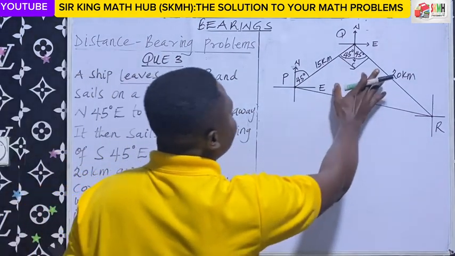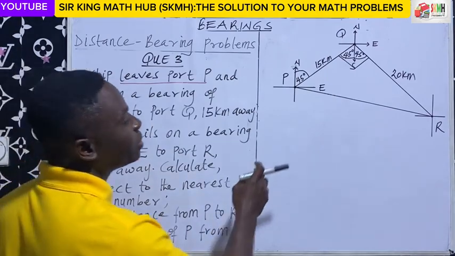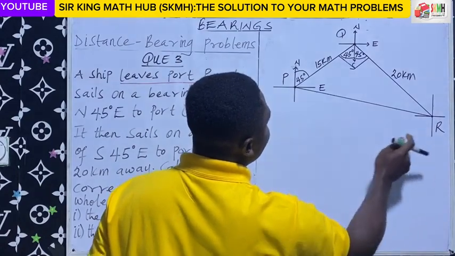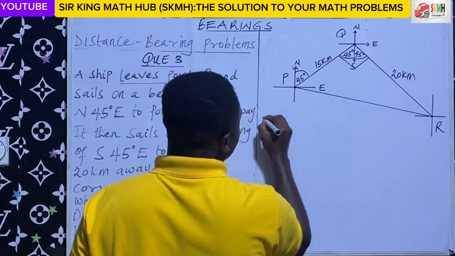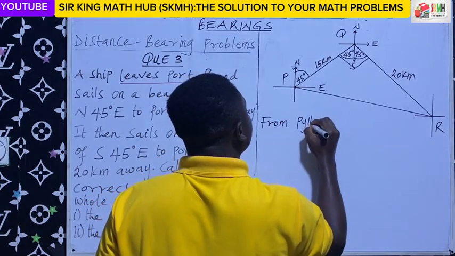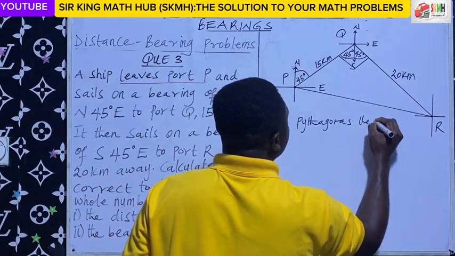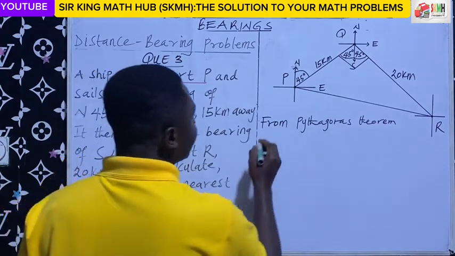So clearly this is a right angle triangle. So how do we calculate the distance between Port P and Port R? We must refer to Pythagoras theorem. So what does this theorem say?